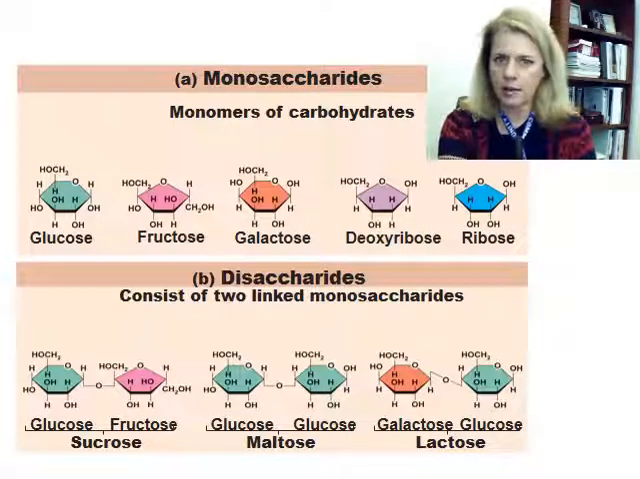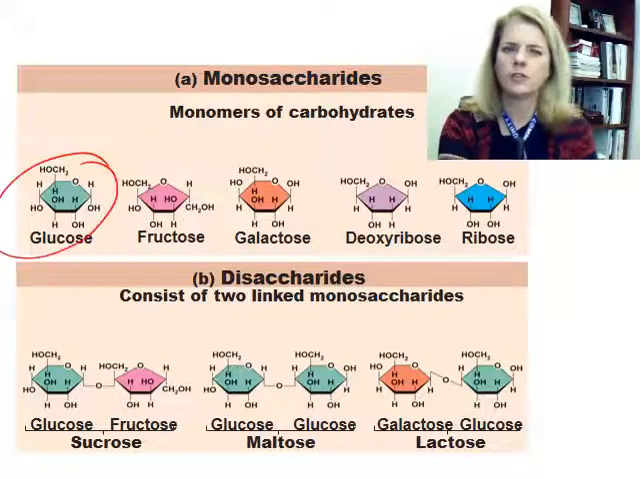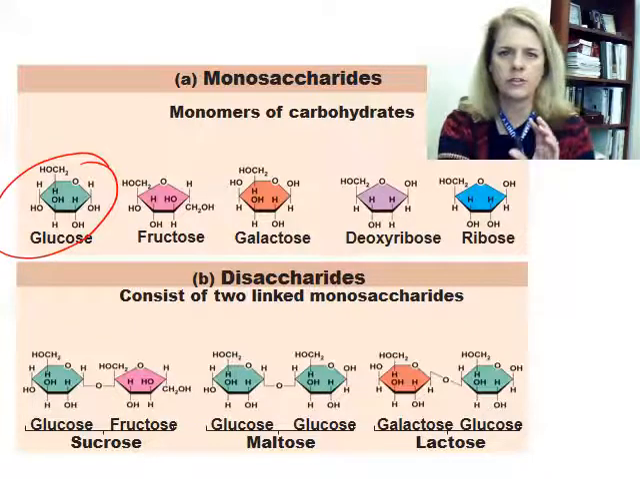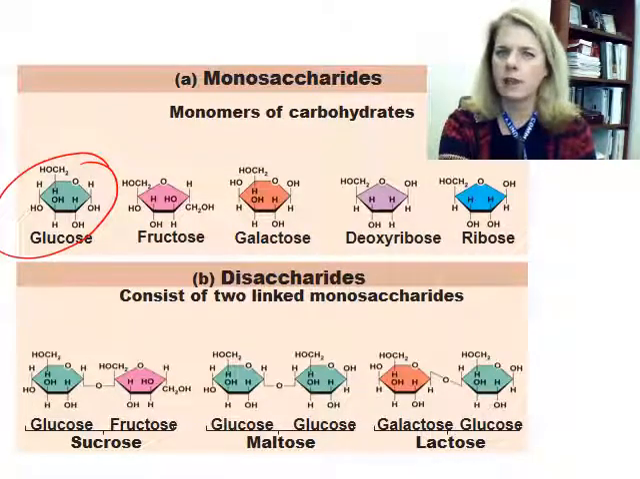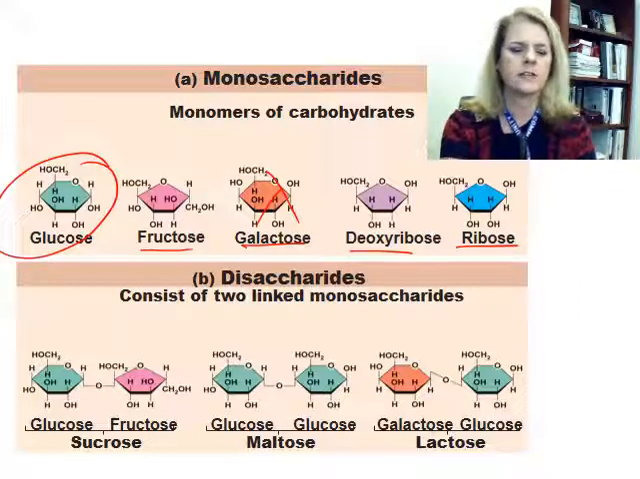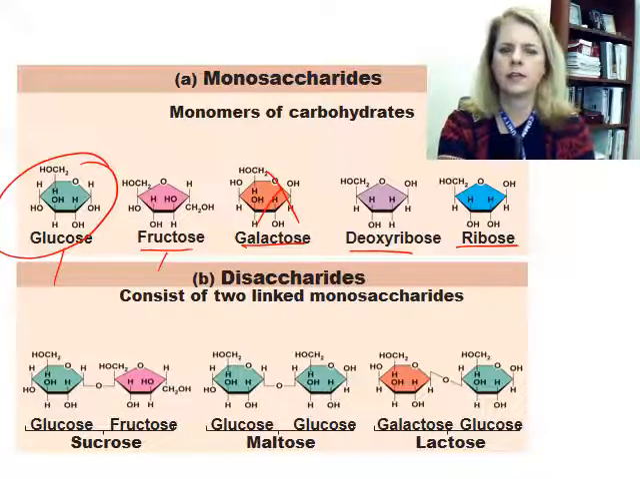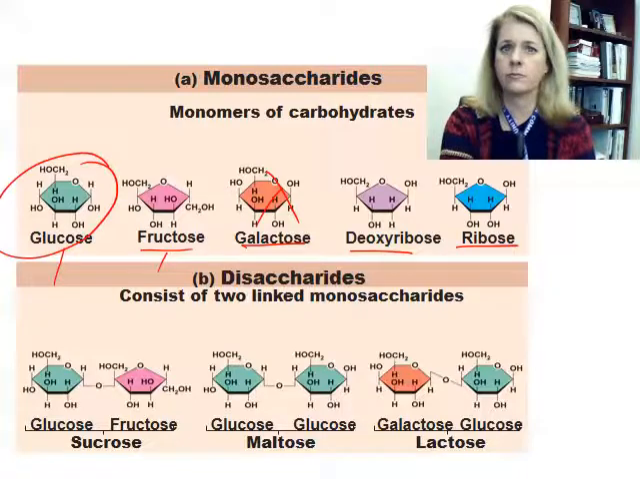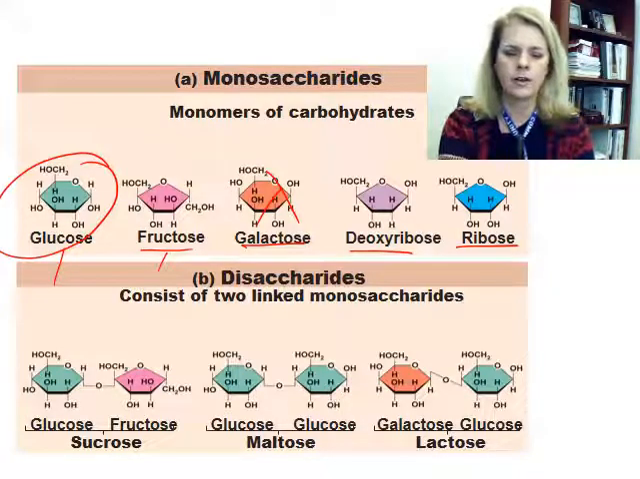A monosaccharide is just one single sugar. It's not a polymer, it's just the individual smallest component. Some examples of monosaccharides would be glucose, fructose, galactose, deoxyribose, and ribose. Again, I'm not going to make you remember what the structure of these are, but I do want you to know some examples of monosaccharides. So again, glucose, fructose, galactose, deoxyribose, and ribose are common monosaccharides.